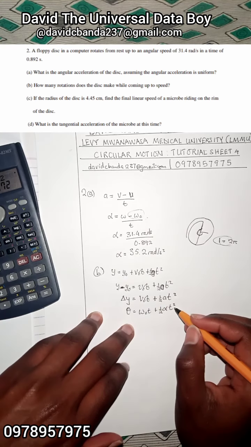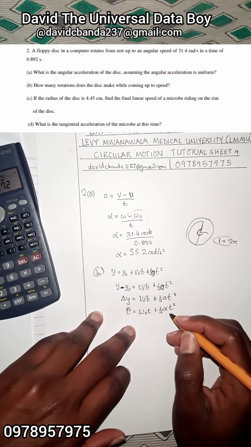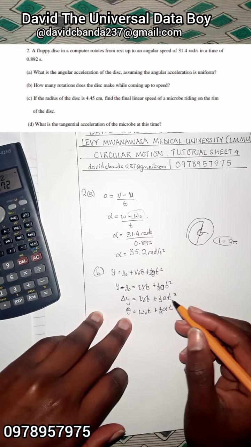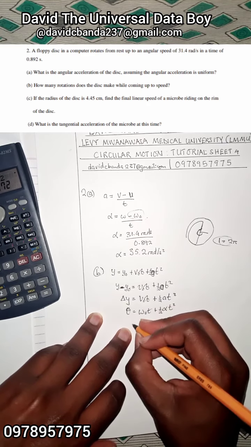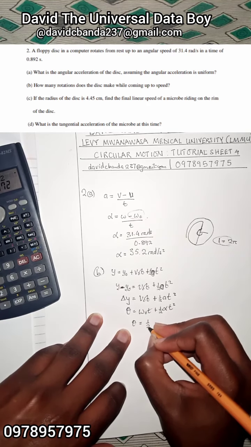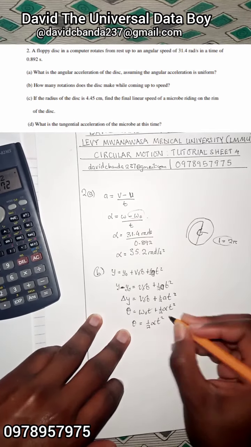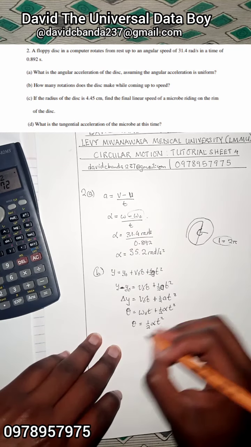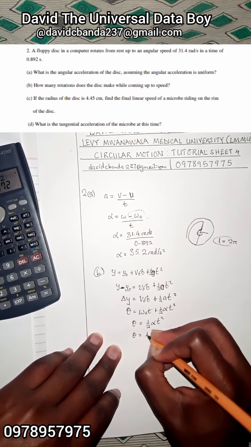So now when you look at this question, the initial velocity is 0, just as I said, it started from rest. So you can cancel out this one. We have our theta being equal to 1 over 2 alpha t squared. So that's our equation for theta.